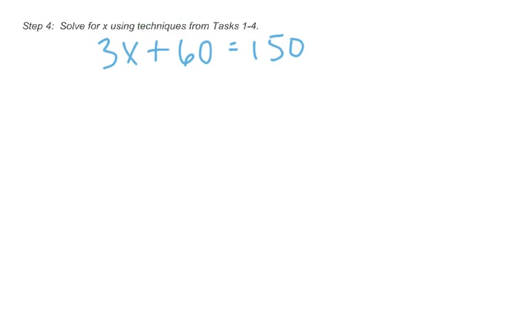Now, the good news is from here we just solve using techniques from tasks 1 through 4. So we're going to draw our line down the equal sign. We want to get the X by itself, right? So first I want to subtract 60 from both sides. Cancels over here, and I'm just left with 3X on the left-hand side. 150 minus 60 gives me 90.